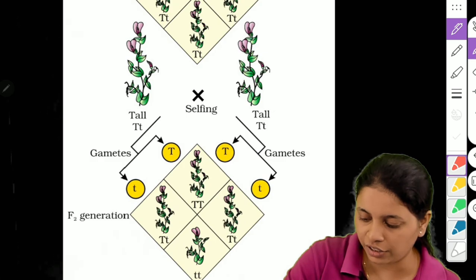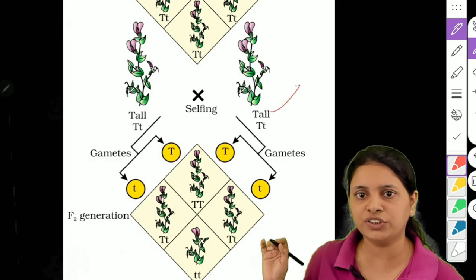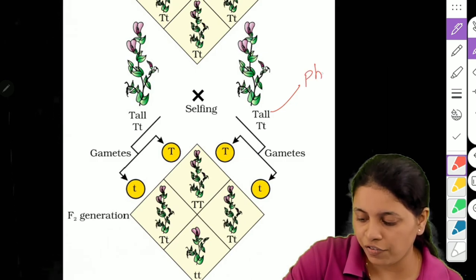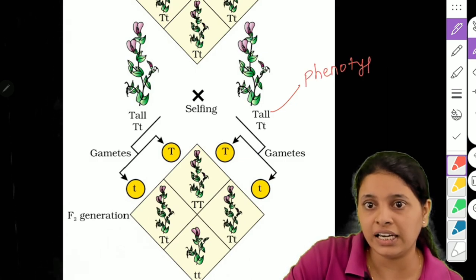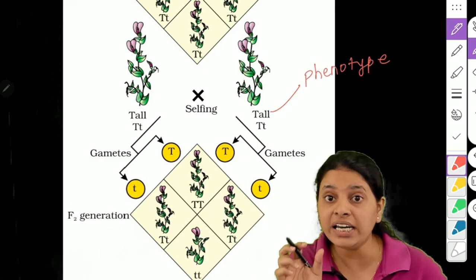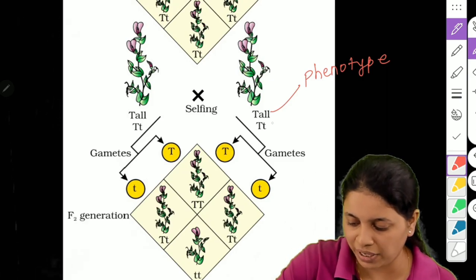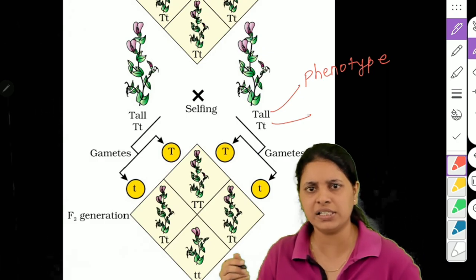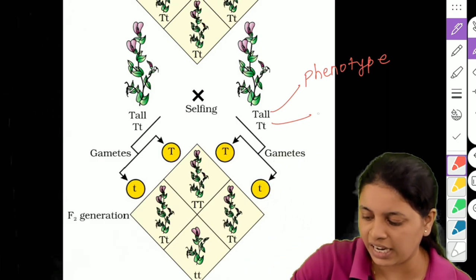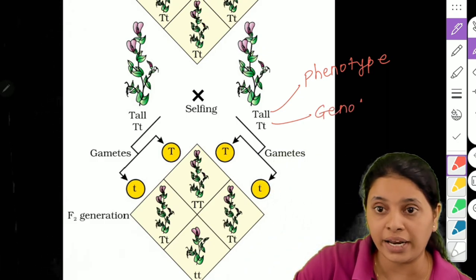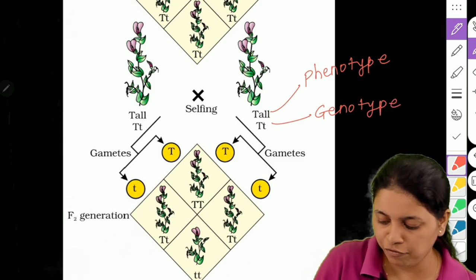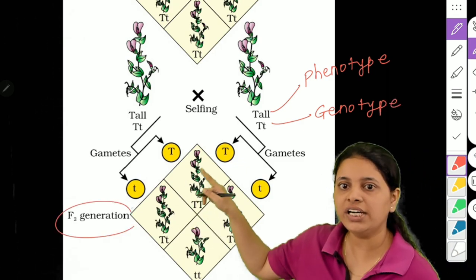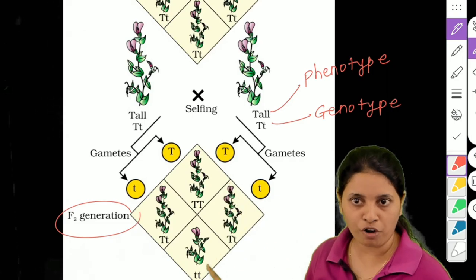Like in this case here, you can see it's written the F1 generation plant is tall. So whatever you can see is the phenotype. Whatever you see is phenotype, and the genetic makeup of that organism, like we have mentioned here, capital T small t, whatever we write, capital T small t or small t, that is genotype. So in F2 generation, we can see phenotype wise there are 3 tall plants and 1 dwarf plant.